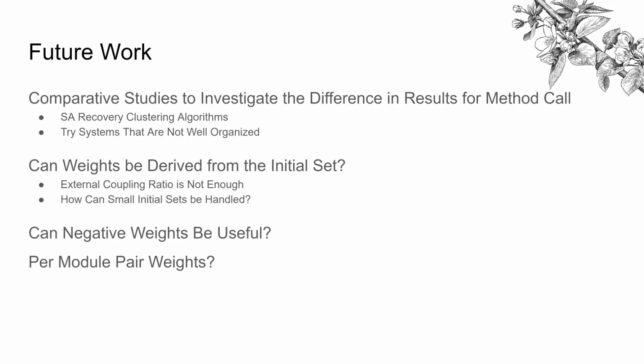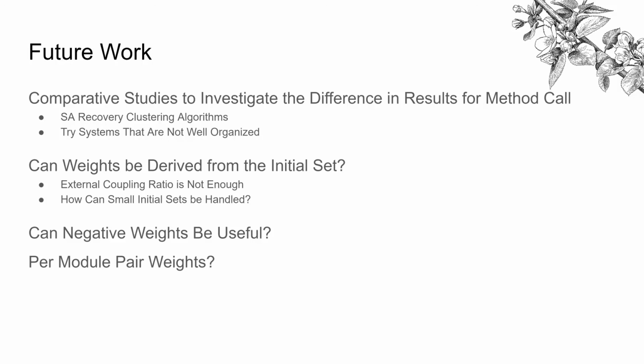In the future, we think that doing more comparative studies to investigate the difference in the results for the method call dependency type would be interesting. We could run different software architecture recovery clustering algorithms on our ground truth systems and see if this can be repeated. We can also try some systems that are not that well organized from a physical structure point of view.